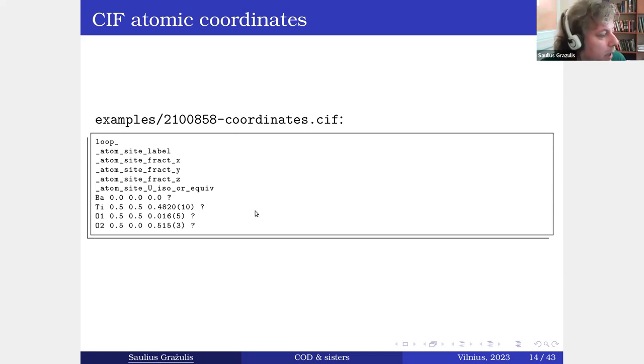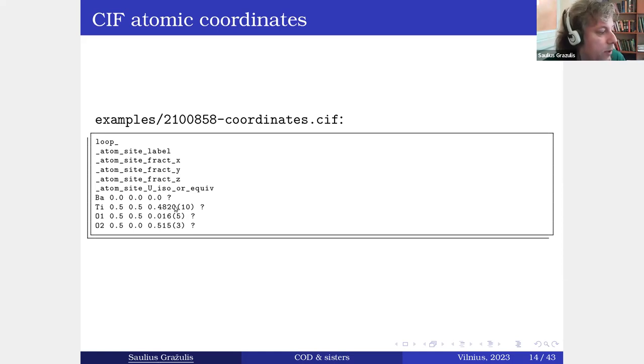So here you can see actually an example of such records, taken from an existing structure in our database. In this case, indeed, three decimal places, but not of Cartesian, instead fractional coordinates are provided. Now, this is uncertainty in the last digit, the usual notation even in print, and this is also standardized in CIF. So it's plus minus 0.003 to this value.